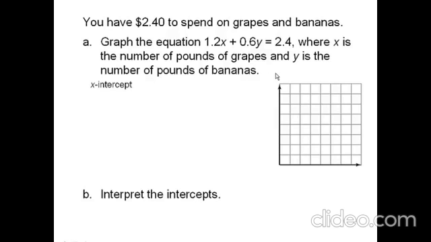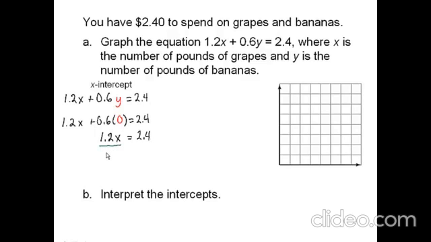Remember, to find the x-intercept, substitute 0 for y. We have the equation 1 2/10 times x plus 6/10 times y equals 2 4/10. When we substitute 0 for y, we get 1 2/10 times x plus 6/10 times 0 equals 2 4/10. 1 2/10 x plus 6/10 times 0 is 1 2/10 x.